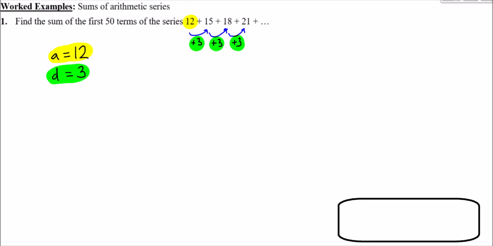And just to remind you of that last result, here's how we can work out the sum of the first n terms of an arithmetic series. So if we just plug this in, by the way as well, we know that the number of terms we want to find is 50, because it says here the first 50 terms. So I'll add this in as well, n equals 50.